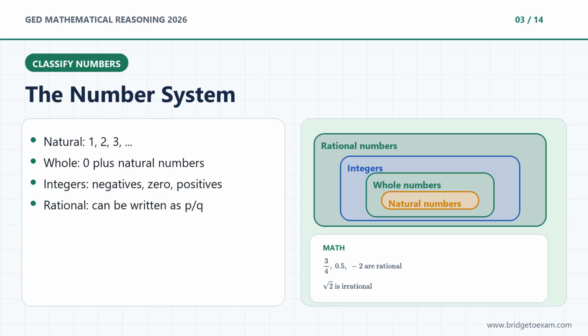Let us start with the number system. Natural numbers are counting numbers. Whole numbers add 0. Integers include negatives. Rational numbers can be written as a fraction. Irrational numbers, like the square root of 2, cannot be written as a simple fraction.